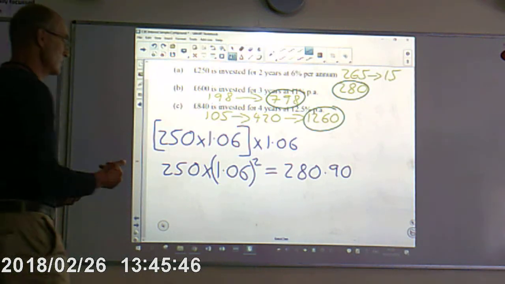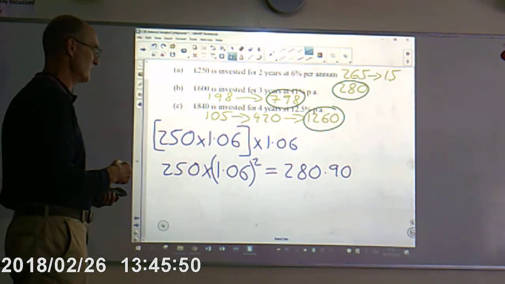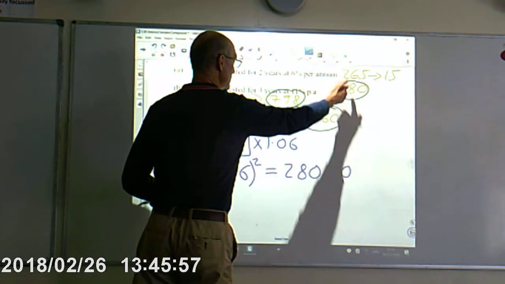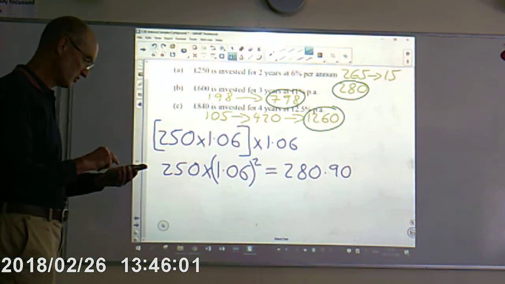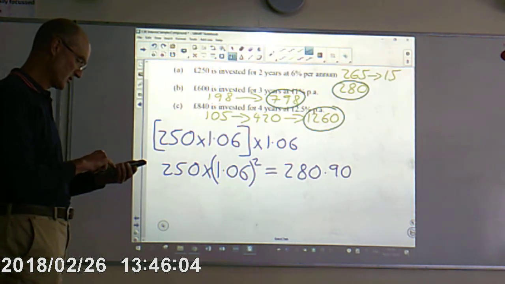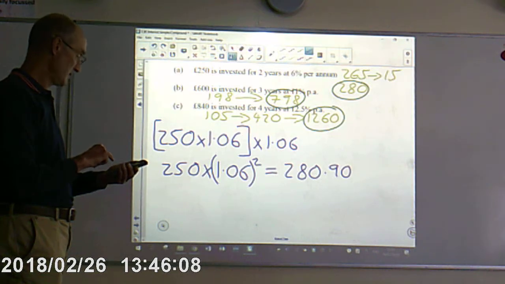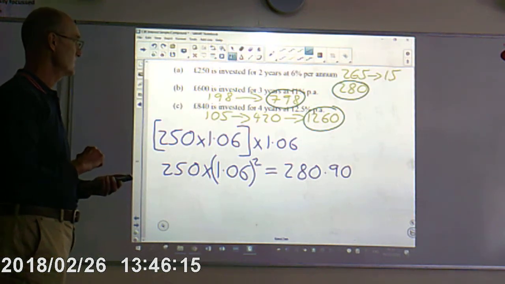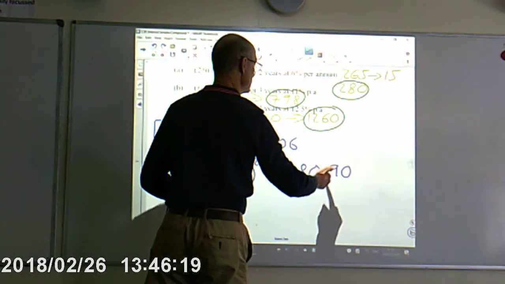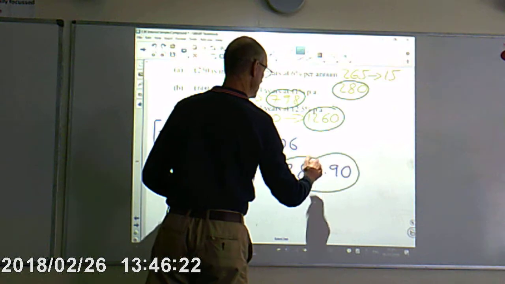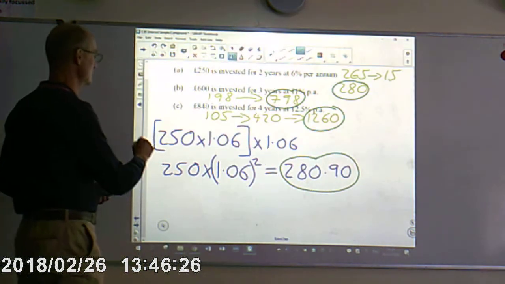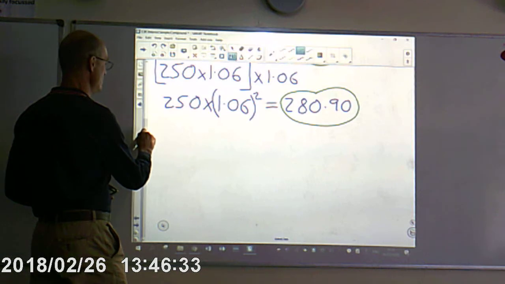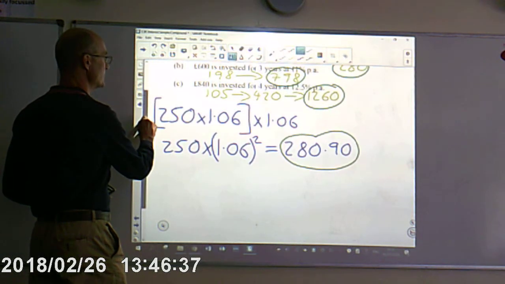So if you do that in your calculator, you do 1.06 squared, multiply it by 250, and you come out as 280.90. Is it a massive difference on what we earn on simple interest? Not a lot, because it's only 2 years. Let's just check that to make sure we're okay. 1.06 squared, and then multiplied by 250. Not a massive difference compared to the first calculation, but nevertheless an increase. So for the second one, second question there.